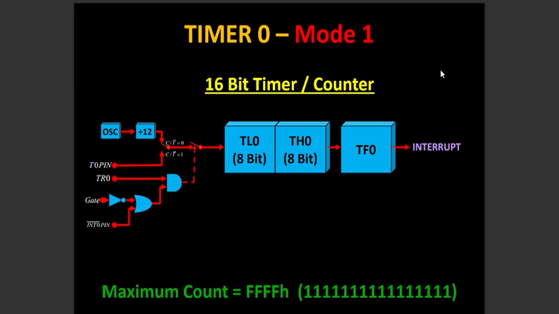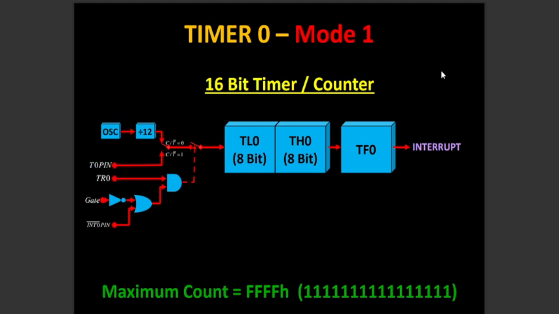Coming to mode 1. In mode 1, the operation is a 16-bit timer or counter. For every event in counter operation or machine cycle in timer operation, the TH0 and TL0 register pair will be incremented by 1. When the register pair overflows from FFFFH to 0000H, then the TF0 bit of the TCON register will be high and it stops the timer/counter.